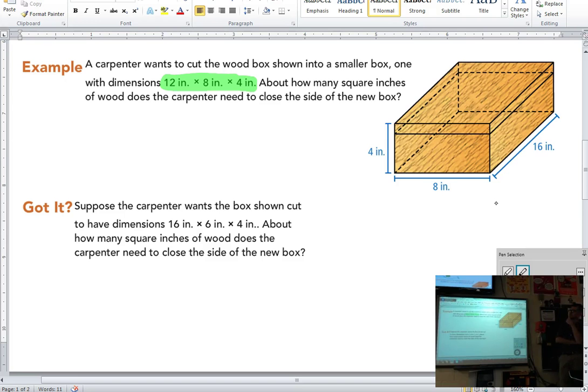I need you to do two things. First, sketch on here where the carpenter is going to make the cut. Is it a vertical cut? Is it a horizontal cut? Is it through the front back? Is it through the left right? How is that cut going to look? Remember, solid lines for what we can see, dotted lines for what we can't. And then we need to calculate the square inches that we need to close it. We start with 16, 8, and 4. We want 12, 8, and 4.